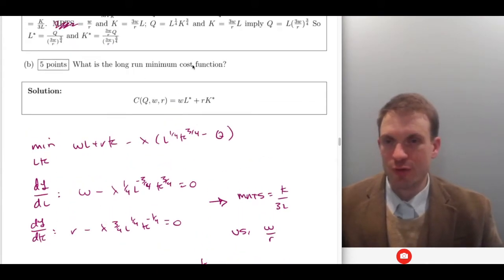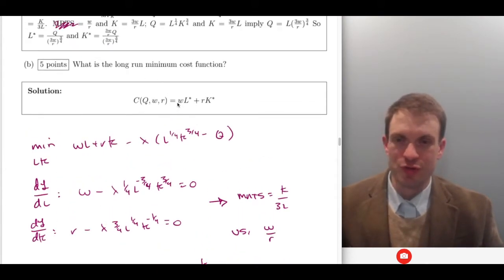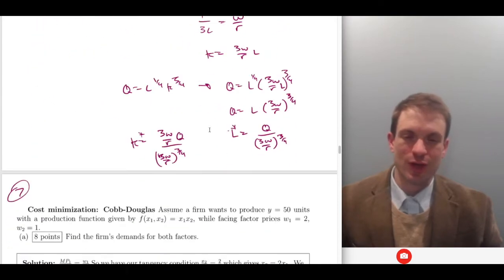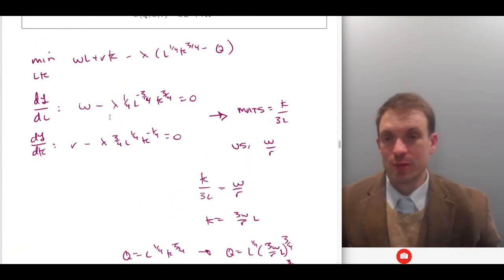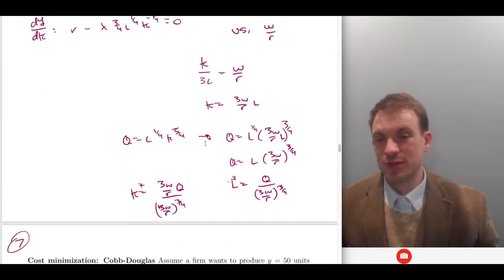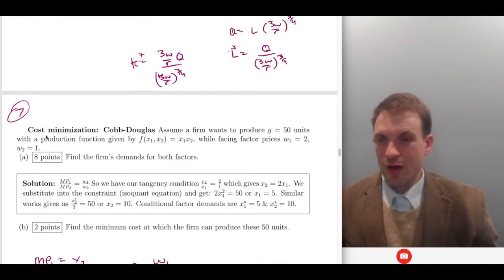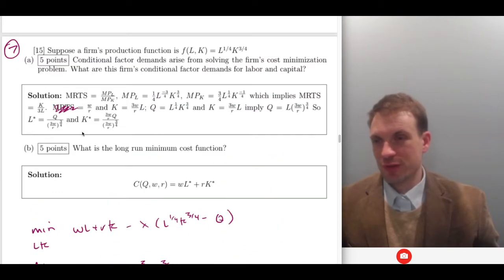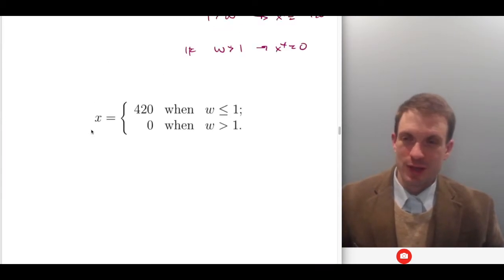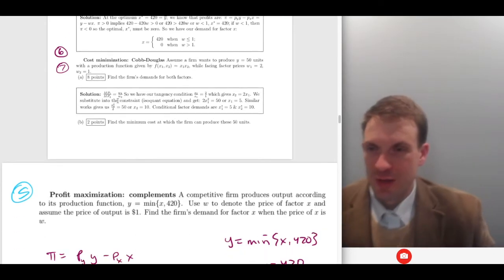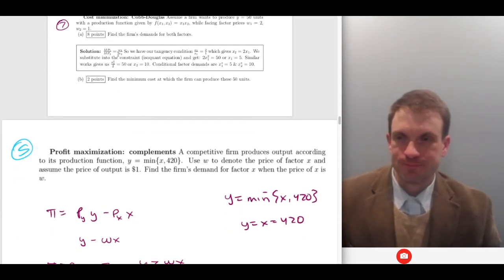So what's the long run minimum cost function? Well, it's just going to be W L star plus R K star. So technically we should write this as W times this stuff plus R times this stuff. So, all right. Oh, I see what I did. I labeled 7 twice. You gotta be kidding me.